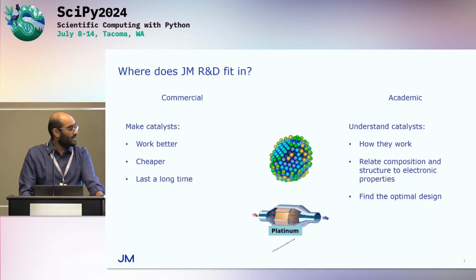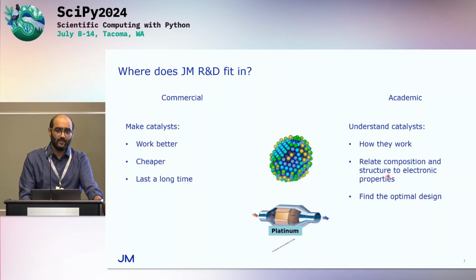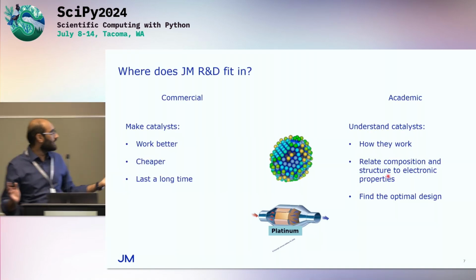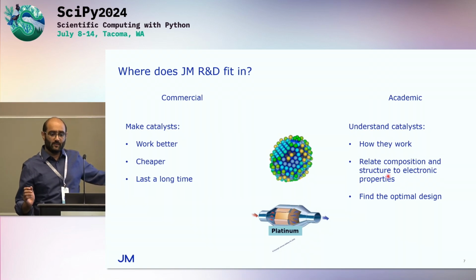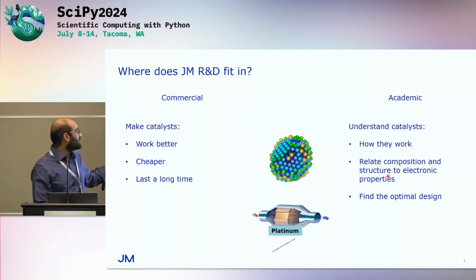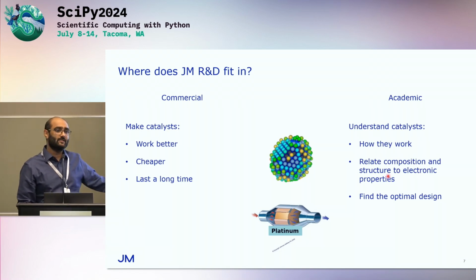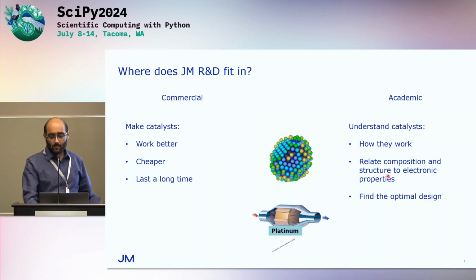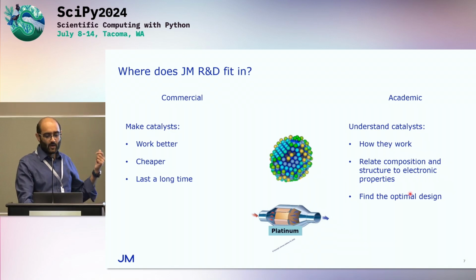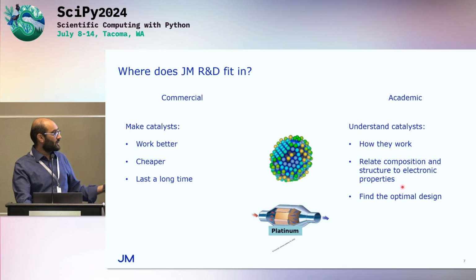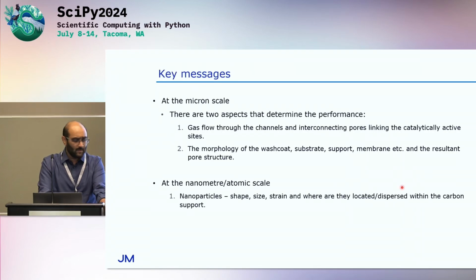Now, where does R&D fit in Johnson Matthey? We're a little bit unique in this sense, so we try and balance both commercial aspects of it. So we want to make catalysts that work better, cheaper, and last a long time. That increases our profit margins, which is great. But also, we want to understand how they work, relate composition and structure to electronic properties, and also find the optimal design. So there are key messages here.